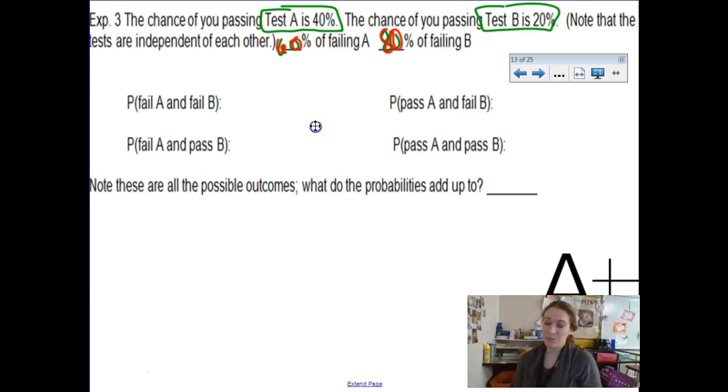So what's the probability that we're going to fail A and B? Well, that would be the 60% multiplied by the 80%. We have a 48% chance that we're going to fail both tests.